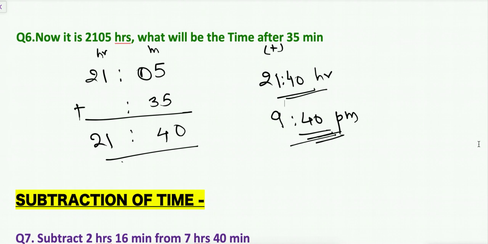Now we'll see the subtraction of time. Subtract 2 hours 16 minutes from this. So this is the number which we need to write first: 7 hours 40 minutes. Subtract 2 hours 16 minutes.